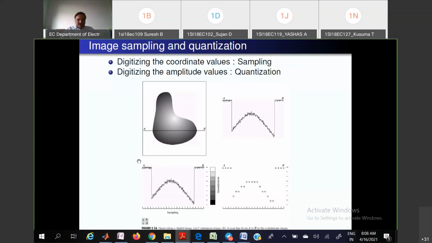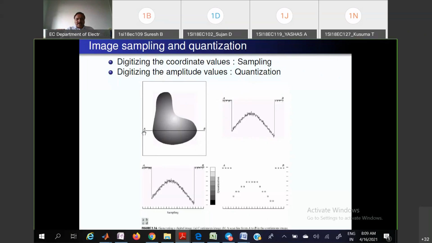So for that, an image is given here, and what you should notice here is a scan line A to B. If you understand one scan line, the procedure is the same for other scan lines. So let us understand for only one scan line. From A to B, if I just plot the intensity levels as a 1D plot, this is how it looks. What does it mean?